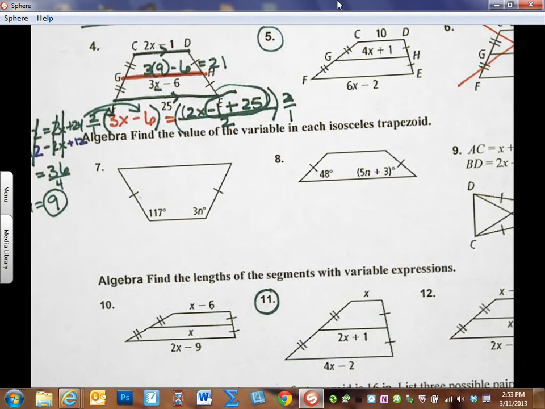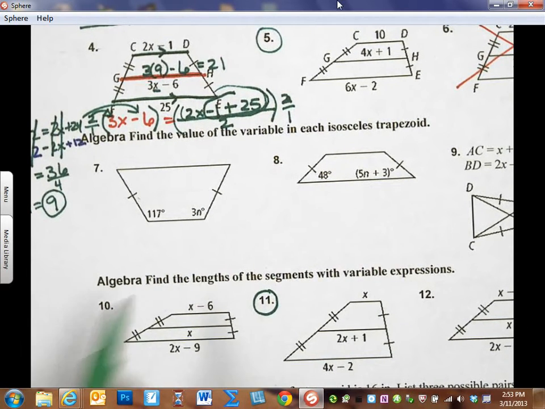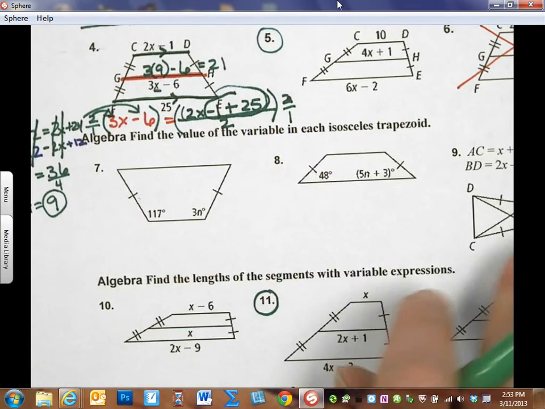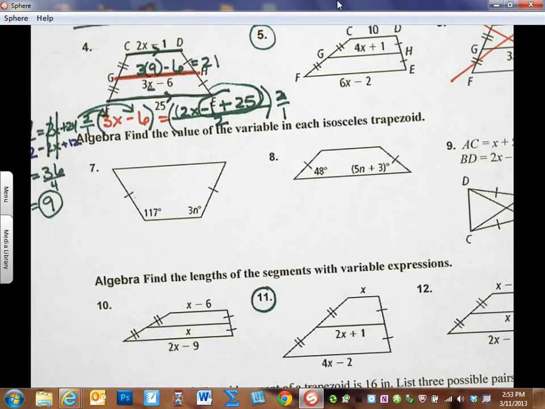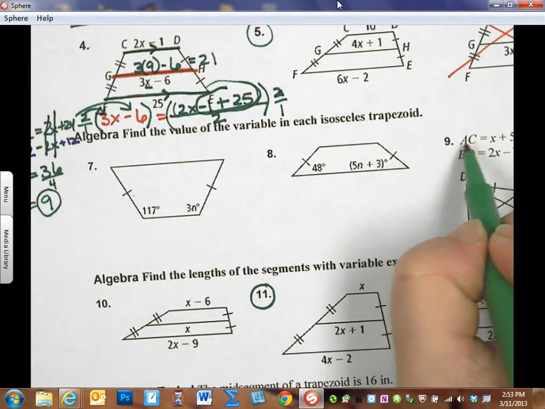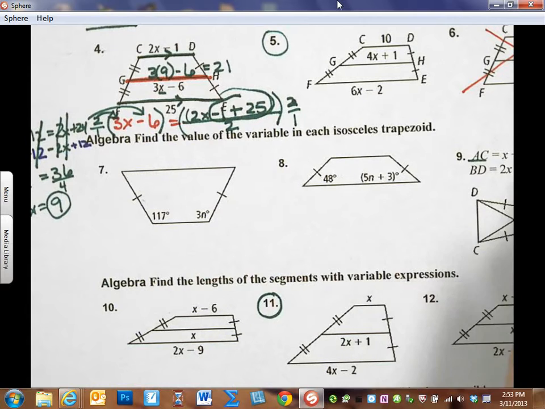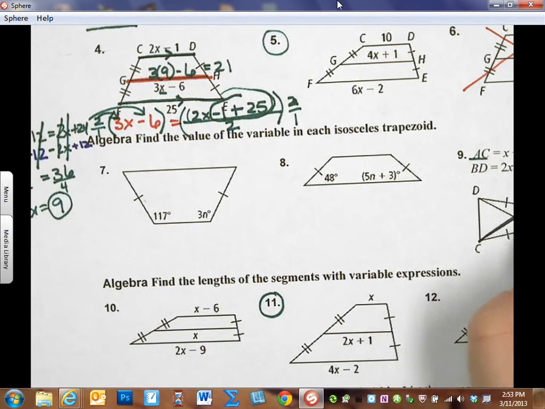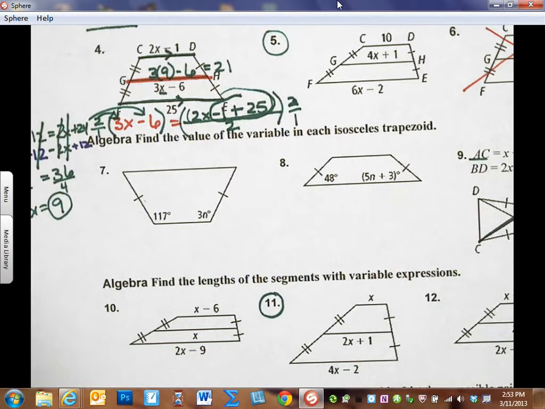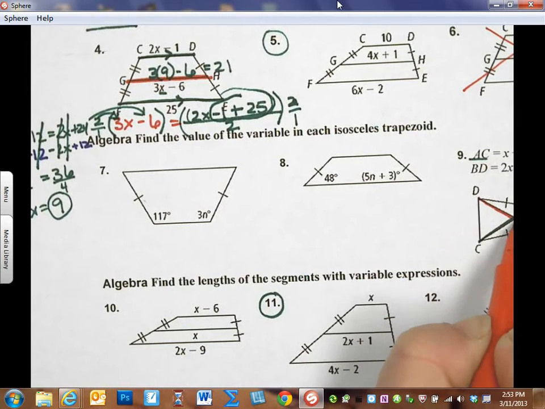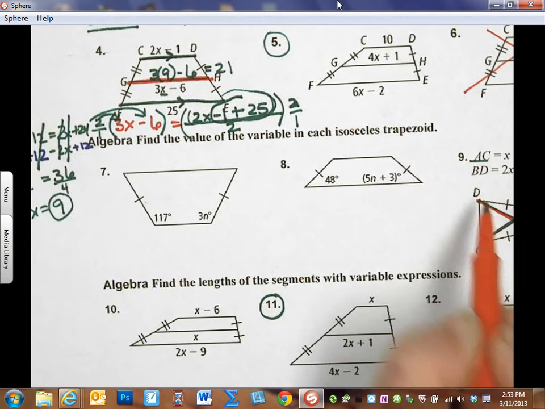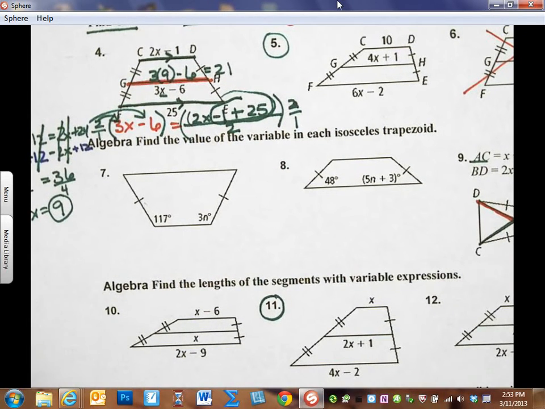Okay, let's look here at these problems. It wants me to find, now what are we talking about here? Angles, right? And all of those are angles. Well, these two are angles. These are sides. So we have an AC and we have a BD.